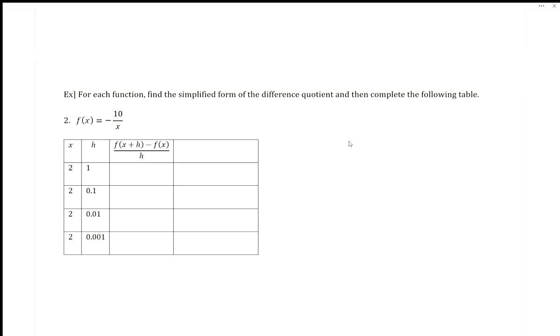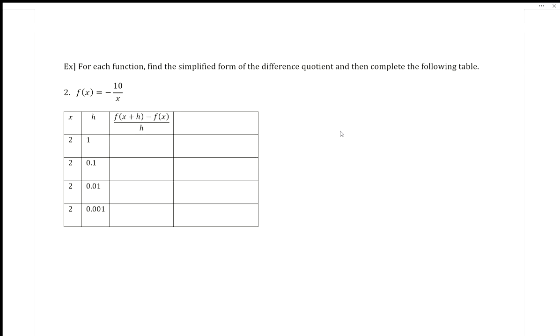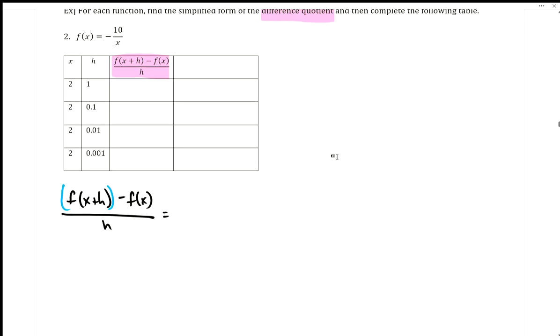All right, so in this problem, we're finding the simplified form of the difference quotient. Okay, so the difference quotient is this. And we'll just write that in. Let's put it down below this time. So we have f of x plus h minus f of x over h. And we just want to break those into pieces. So we want to do this. And that's the biggest step. So let's break that down.